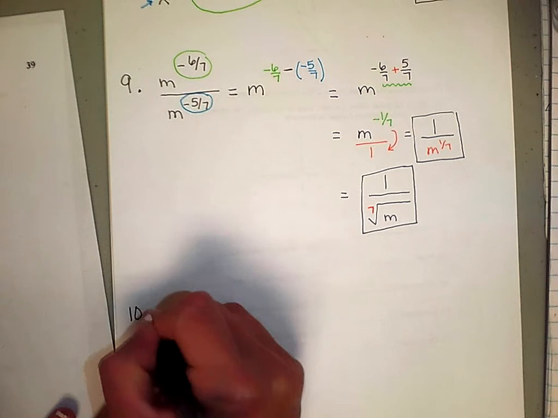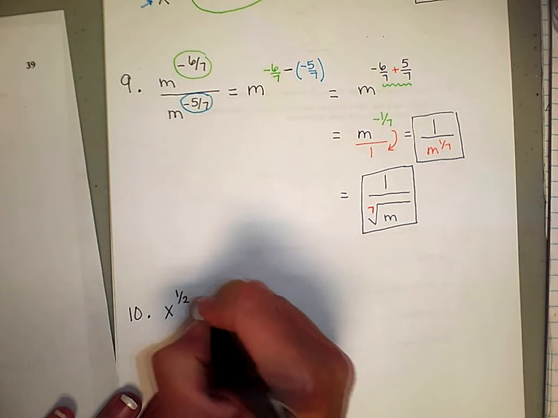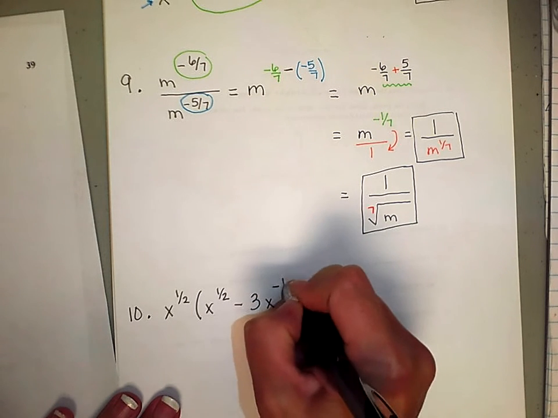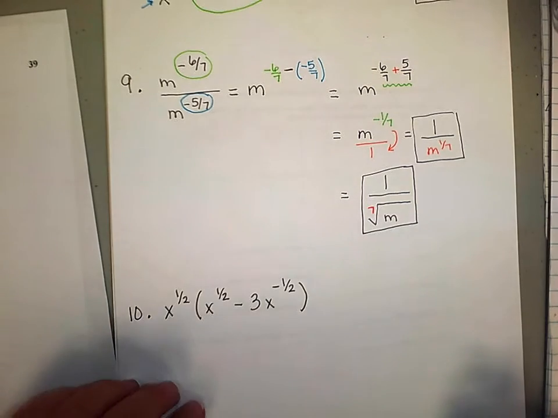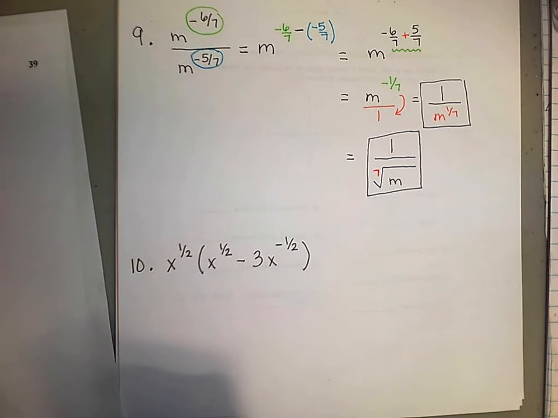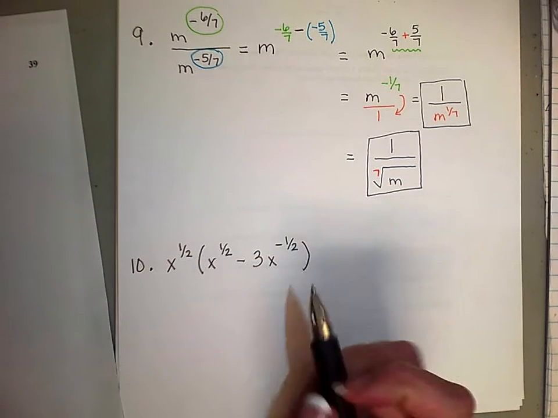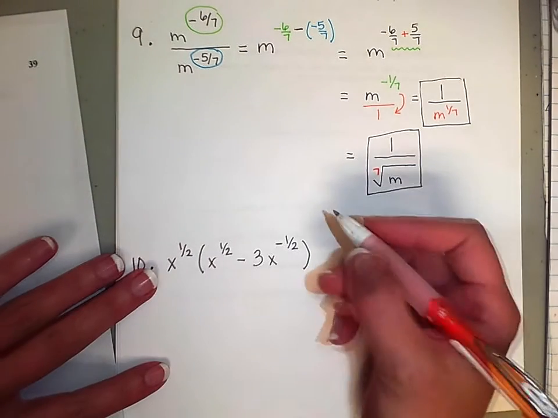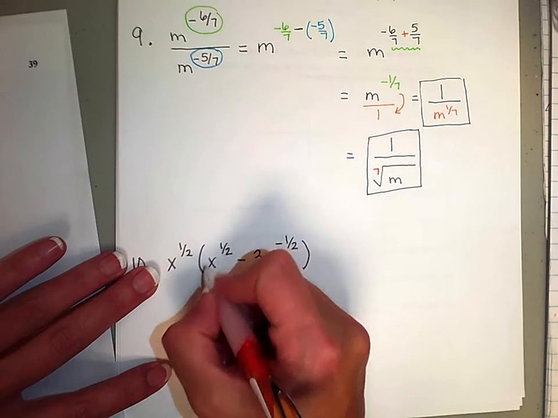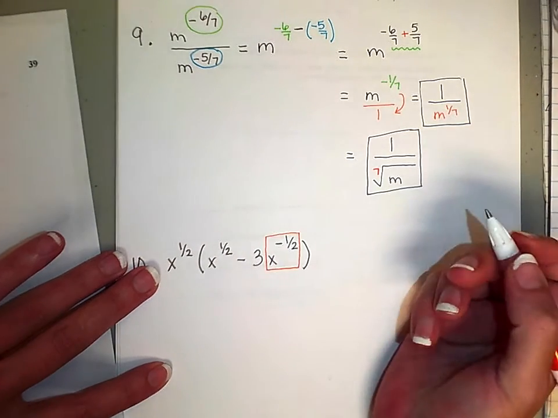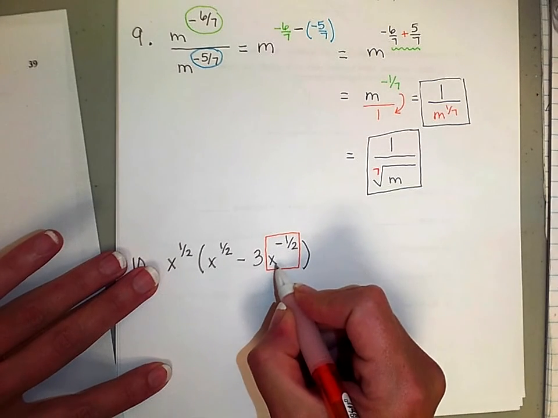Okay, in number 10, we do some distributing. We have x to the 1/2 times x to the 1/2 minus 3x to the negative 1/2. Okay. So this is going to take some good bookkeeping skills and being careful about what we're doing. So what we might do is always look and see if you can simplify before you just start distributing. Also identify what the exponent is attached to. So this 1/2 is attached to x. I think that's clear. However, here we need to make sure that we're okay with this. Okay? This negative 1/2 is only attached to the x.